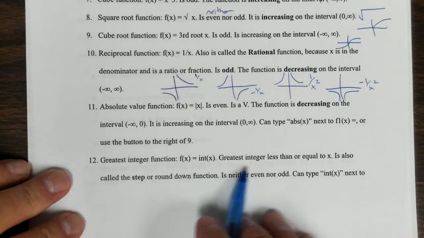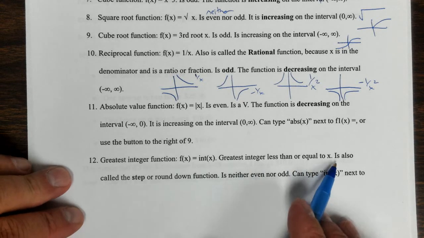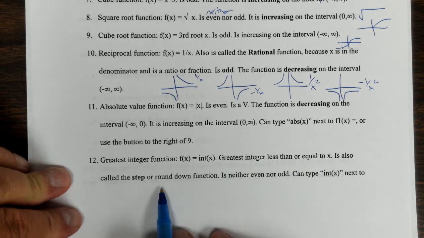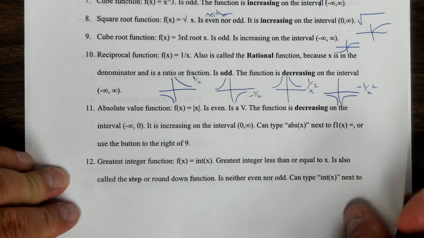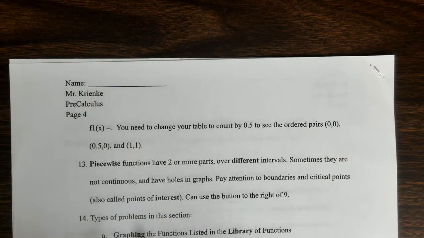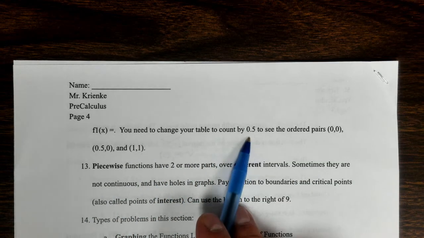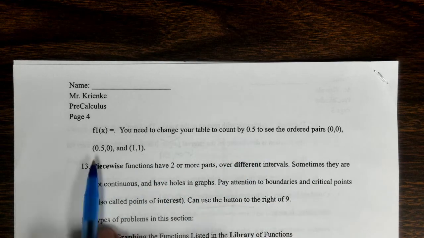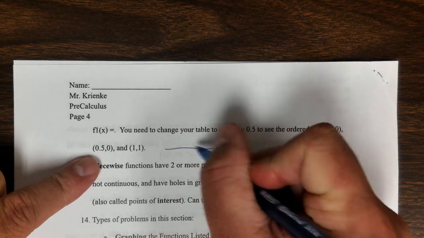Then there's the greatest integer function. It's the greatest integer less than or equal to x. It's also called the step or round down. It's neither even nor odd. And you can type int x if you wanted to. And you would need to change your table count to 1/2 to see the ordered pairs for it to work. So that would look like this.